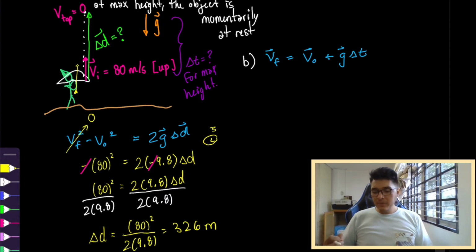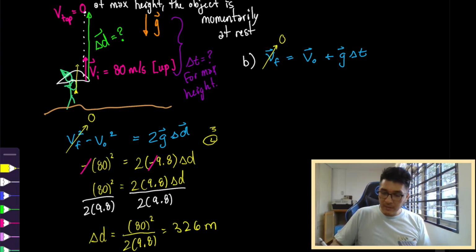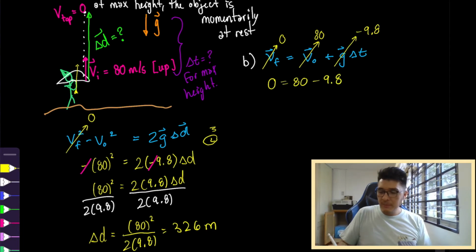And once again, the tricky part is trying to get the positive sign or the negative sign depending on the direction of the vector. My final velocity at the maximum height is 0. Initially it is 80 meters per second up, so it's a positive number. G is a negative number because it points down, negative 9.8. So I can just write my equation now. 0 equals 80 minus 9.8 times the change in time.